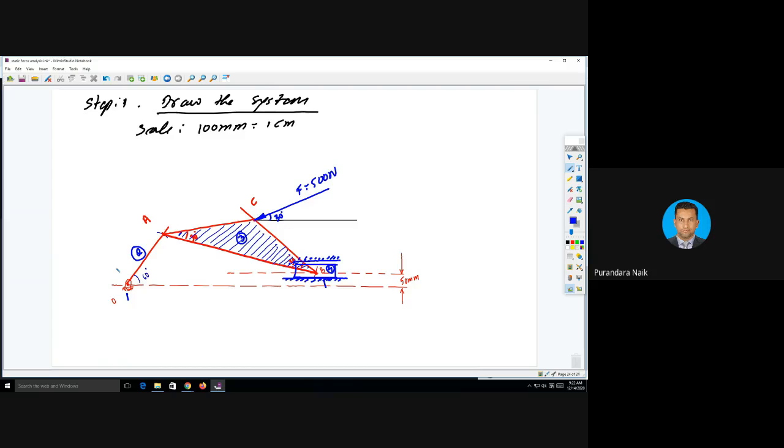Now you just measure this angle. What will be this angle? You just measure it and write it here, okay? This theta. What is the value of theta here? Can anyone tell me the answer for theta?